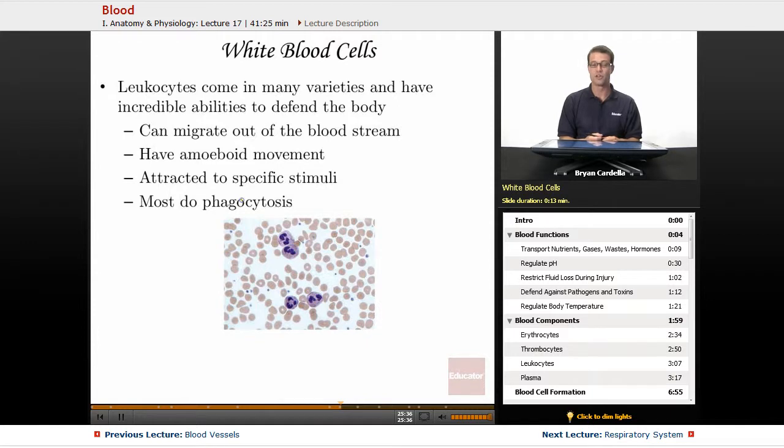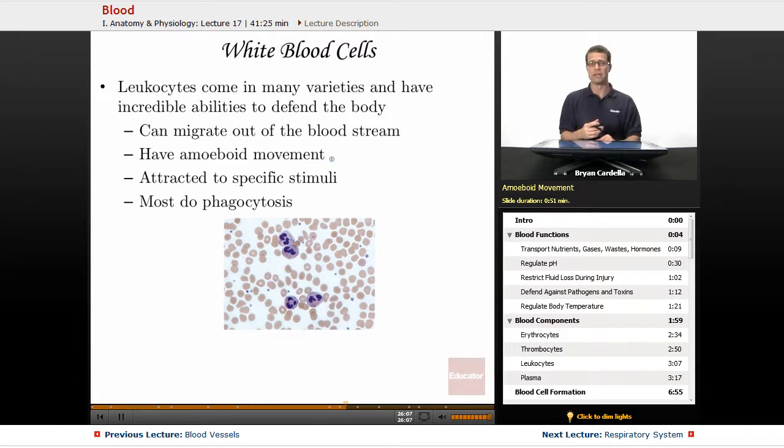White blood cells, also known as leukocytes. Leukocytes come in many varieties and have an incredible ability to defend the body. Here are the main functions, or abilities rather. They can migrate out of the bloodstream. Amazingly, a white blood cell can squeeze itself. If you go inside of a capillary, they can squeeze themselves through those endothelial cells into organs. And that's amazing, their ability to migrate and hunt down these foreign bodies that could cause problems.